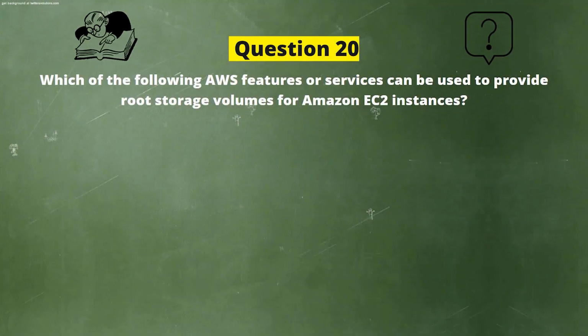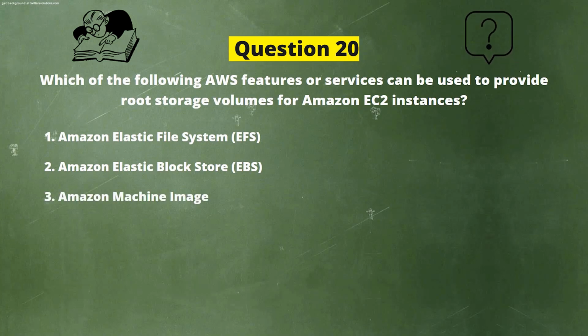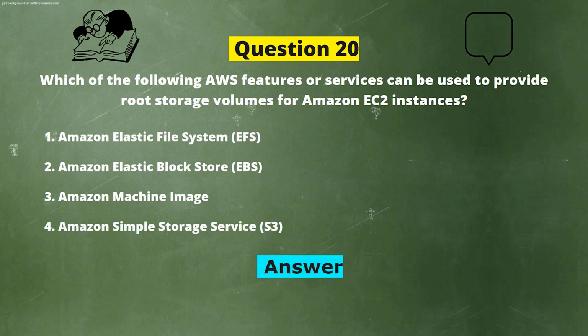Next question. Which of the following AWS features or services can be used to provide root storage volumes for Amazon EC2 instances? And the options are: Option 1. Amazon Elastic File System, EFS. Option 2. Amazon Elastic Block Store, EBS. Option 3. Amazon Machine Image. Option 4. Amazon Simple Storage Service, S3. And the correct answer is Option 2. Amazon Elastic Block Store, EBS.